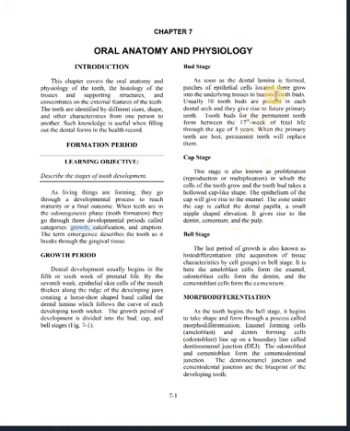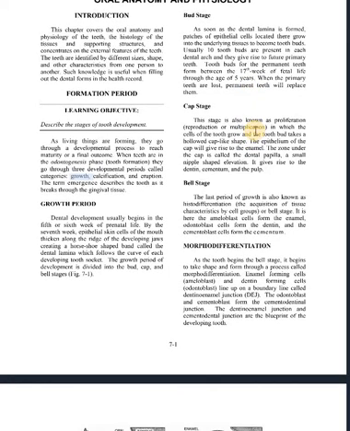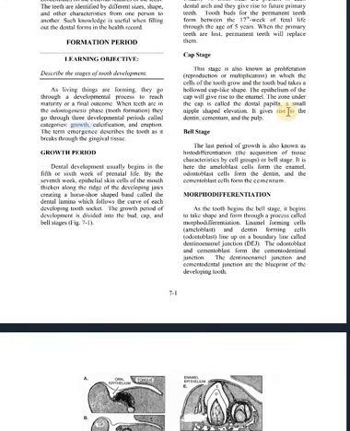Bud stage is when the dental lamina is formed, patches of the epithelial cells. Usually 10 buds are present in each dental area, about the 17th week of fetal life. Permanent teeth are going to replace these ones. Cap phase, proliferation, so reproduction or multiplication, which the cells grow and the tooth starts to take that hollowed cap-like shape, and that's where the enamel starts to kick into.